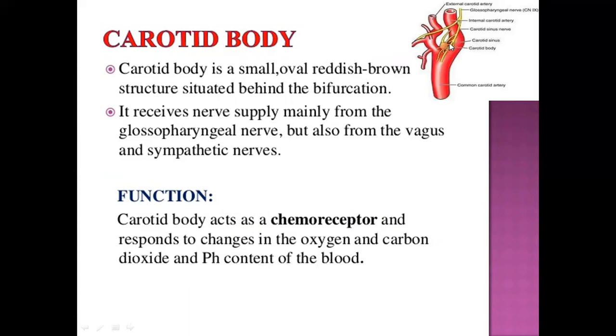So this is actually a chemoreceptor which senses the levels of carbon dioxide and oxygen in the blood, and the carotid sinus is actually a pressure receptor which senses the pressure in the arteries.